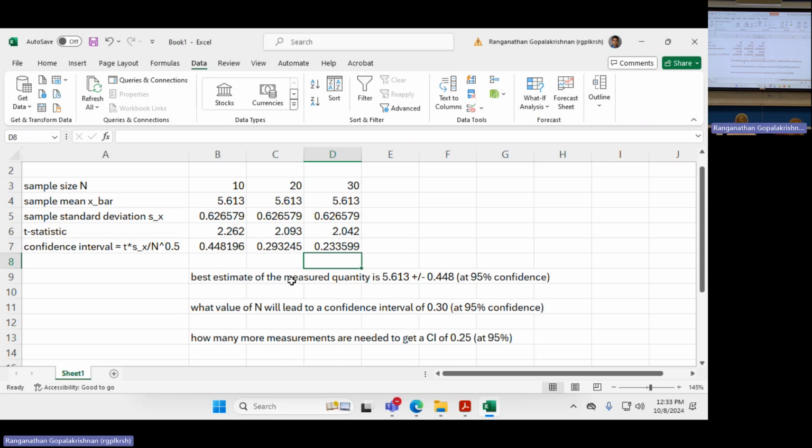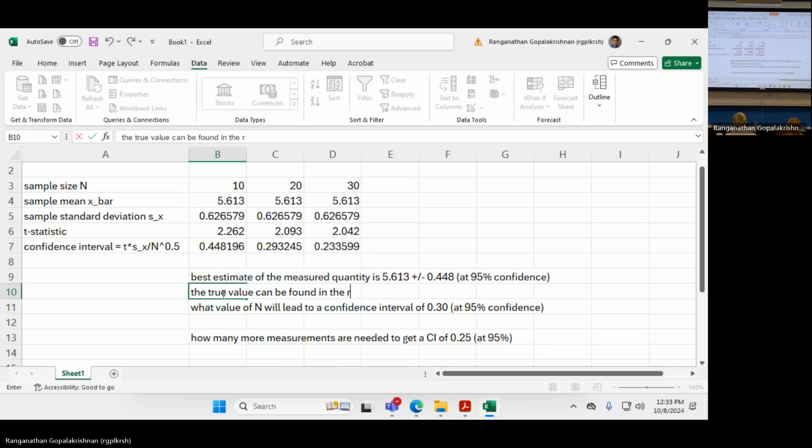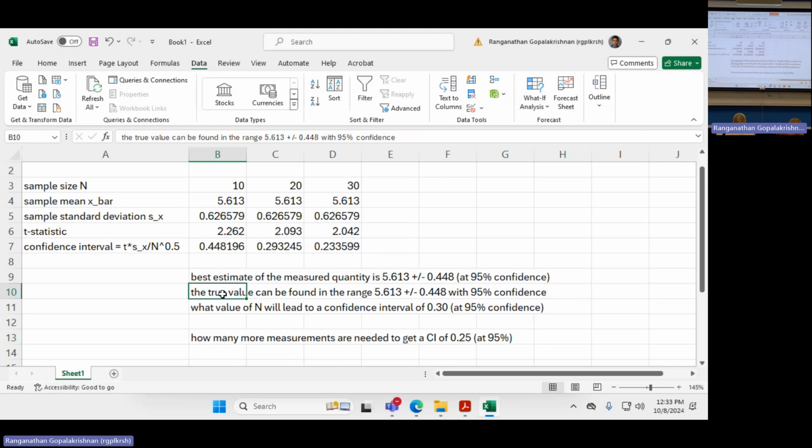So the best estimate of the measured quantity is this. You can also write this as the true value can be found in the range 5.613 plus minus 0.448 with 95% confidence. That is also another way of stating the answer. This is what you are going to get not on Thursday, but almost certain that in the exam, a question like this is going to come because the quiz already tests you on the other parts.